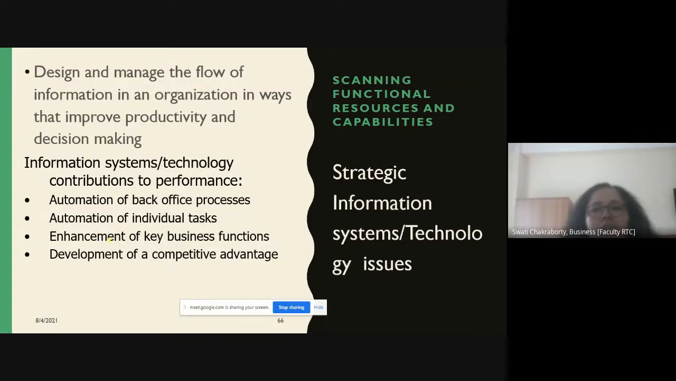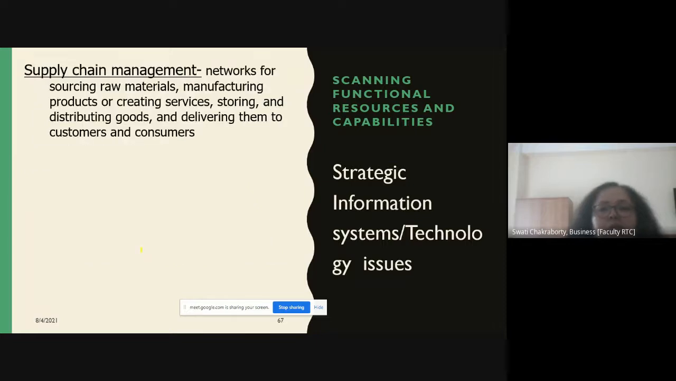Next is strategic information system technology issues, where designing and managing the flow of information within an organization has to be done in such a way that it improves productivity and decision making. So, how do information technology systems contribute to performance? This is how it goes. Automation of back office processes happens, automation of individual work tasks happens, enhancement of key business functions happens, and development of a competitive advantage also takes place, right?